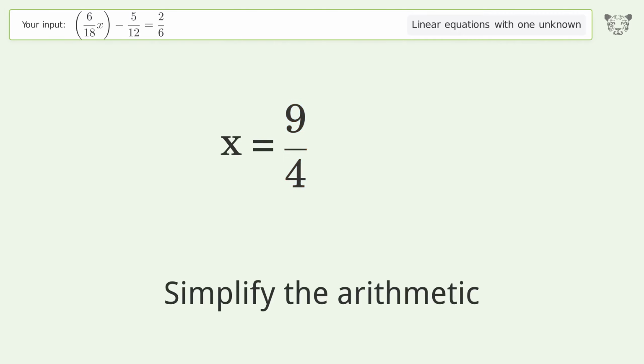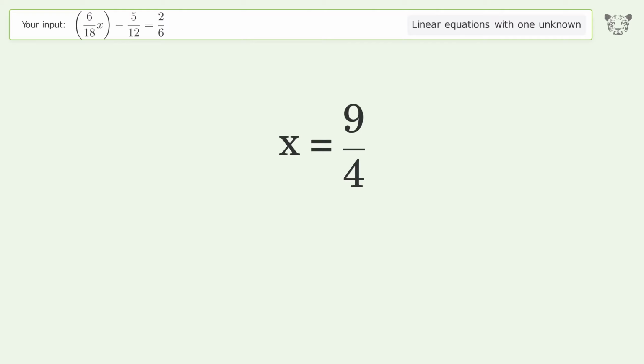And so the final result is x equals 9/4.